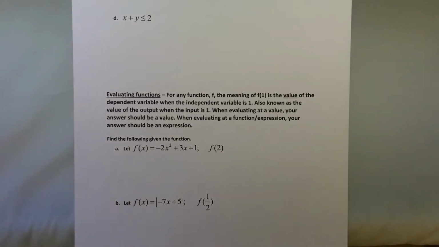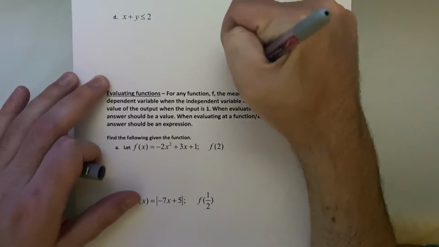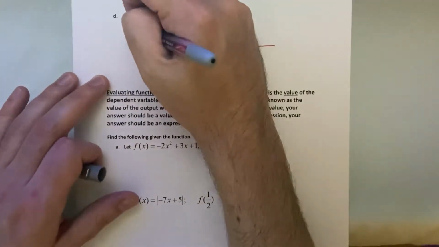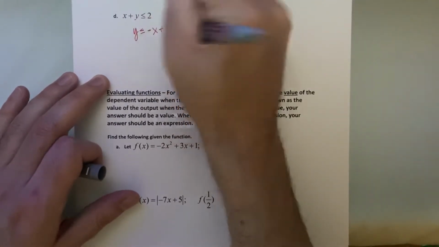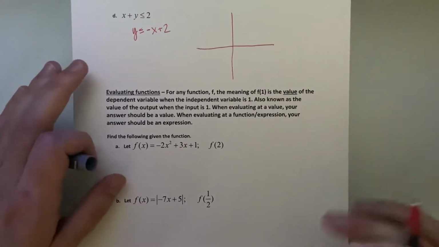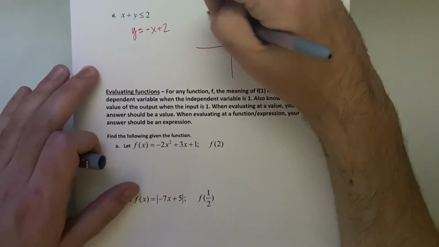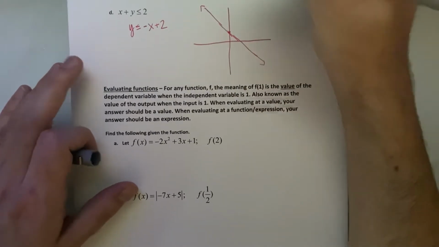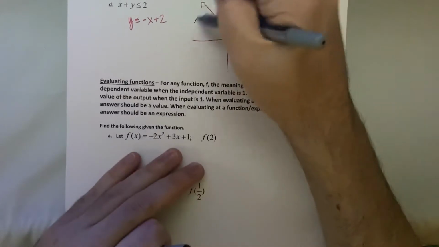Inequalities as functions. If you recall, you may have dealt with inequalities before, but generally with inequalities, you graph a line. So in this case, this is y is less than or equal to negative x plus 2 if I move over to the other side. I graph the line y equals negative x plus 2, which will look something like this. And then I shade an entire side, either above or below. In this case, it's less than, so it's below the line.